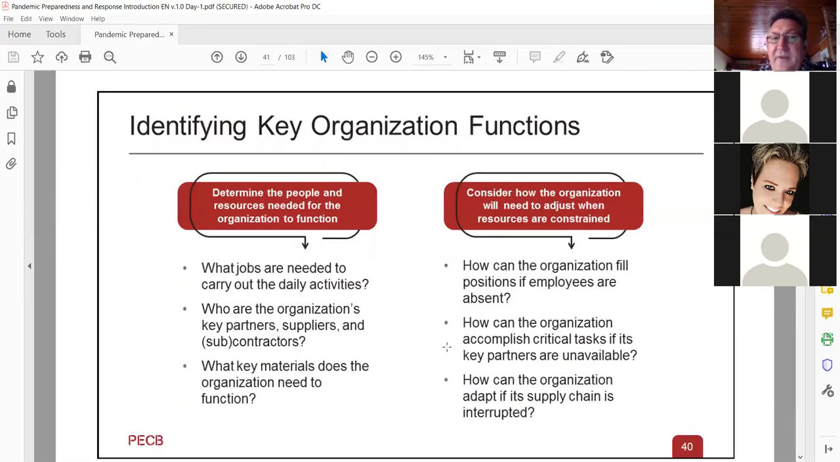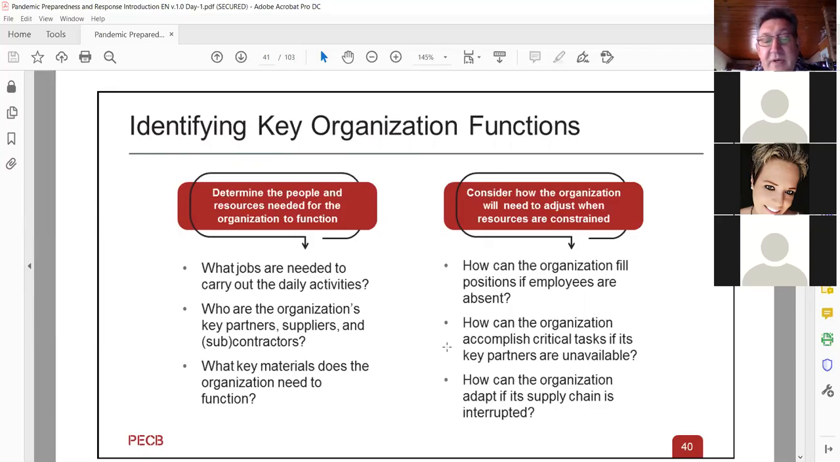And identifying of key organizational functions is firstly on the left-hand side, determine the people and resources needed for the organization to function. And the question is, what jobs are needed to carry out the daily activities? This is back again to business continuity, where we are saying, what is the critical people? What is the critical processes? What is the critical assets? What is the critical stock? Everything that is critical to make your core business proceed with the business in delivering products and services.